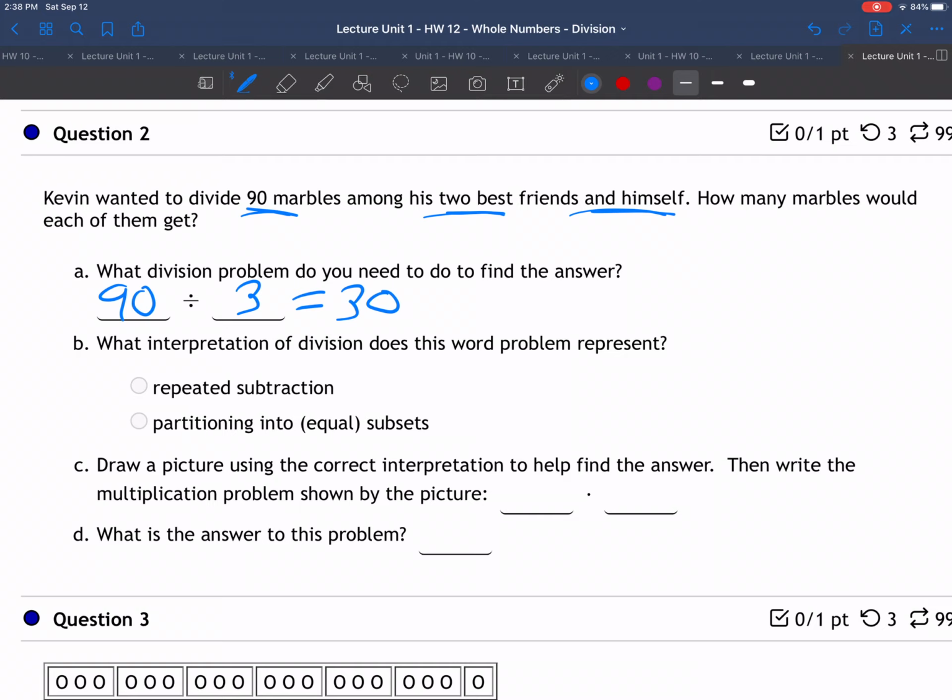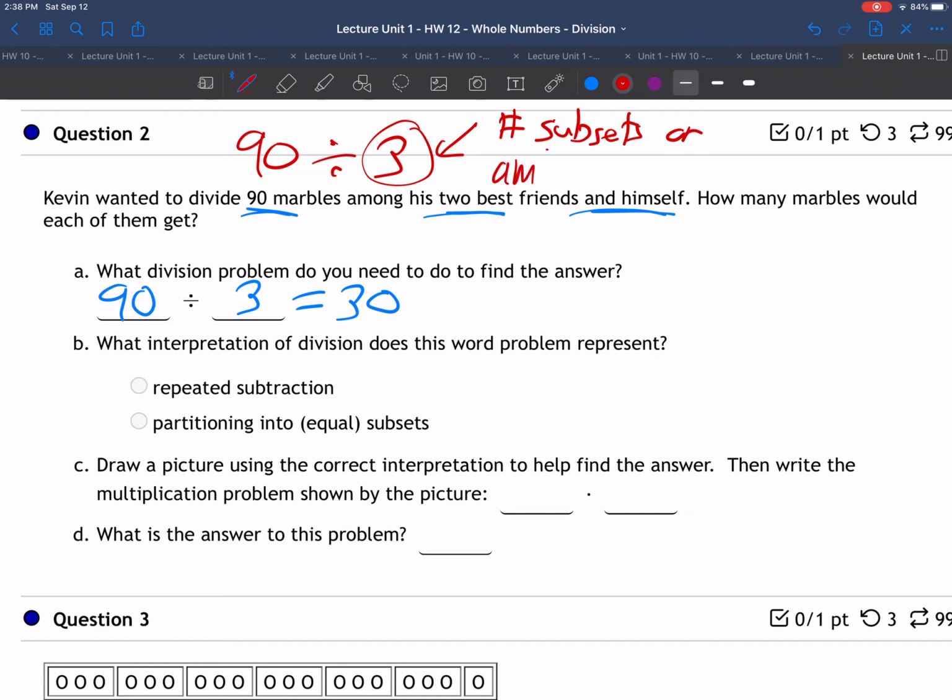Okay, now, here's the next question. What interpretation of division does this represent? Is this repeated subtraction or partitioning into equal subsets? Now, the trick with this is it's really kind of both. But which one is it mainly? Well, ask yourself this question. We know we got the 90. This 3, we're dividing by the 3, right? That 3, is that the number of subsets?